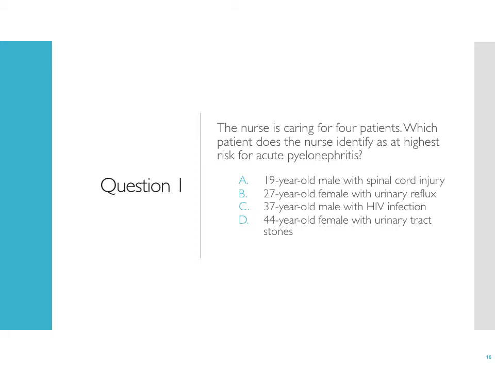The 37-year-old male with an HIV infection in and of itself does not make him at any higher risk of a urinary tract infection than anybody else. The 44-year-old female with a urinary tract stone may have hydronephrosis, which increases their risk, but it doesn't increase their risk as much as that 27-year-old female with urinary reflux.